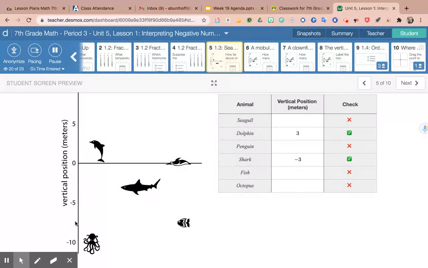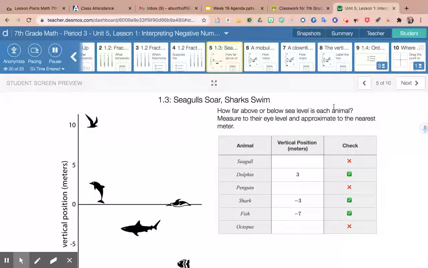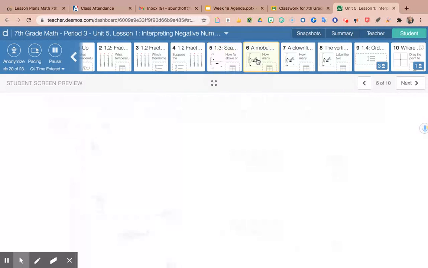The fish, maybe about -7. And then the octopus, you would put that distance right here. So the self-checks do work. You're looking to get all of them green. I'm not going to do them all, but I think you can figure them out.